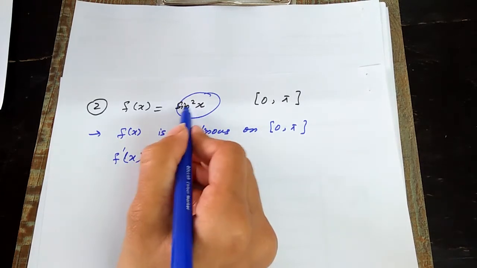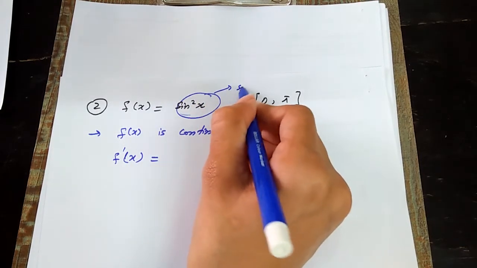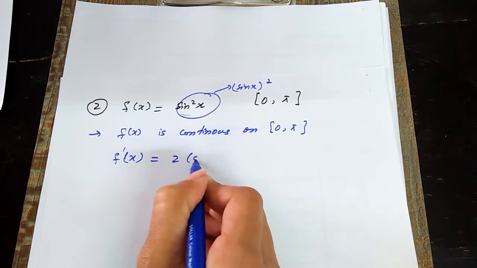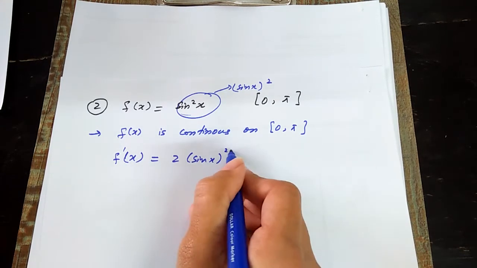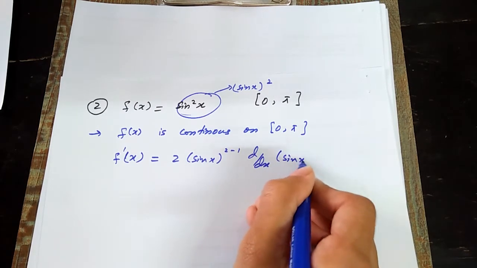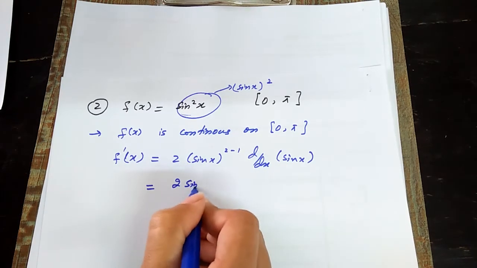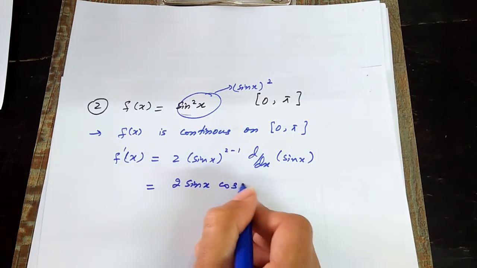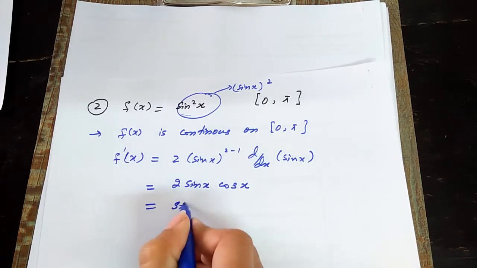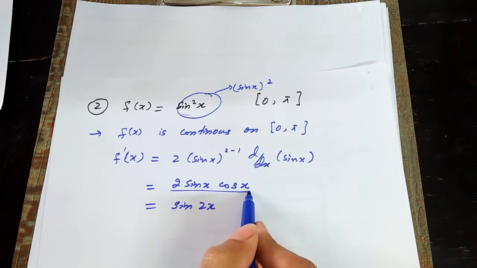For the differentiability, you have to first find out the derivative, f dash of x. You will first use the power rule. Basically this is equal to sine of x whole squared. So use the power rule: 2 into sine of x to the power 2 minus 1, and then take the derivative of sine x. So you will have here 2 sine x cos x. That is basically the formula of sine 2x.